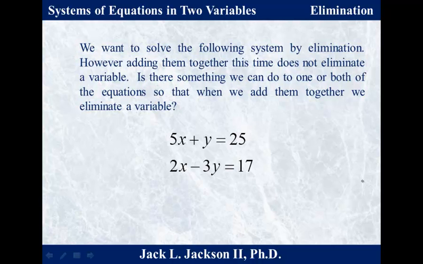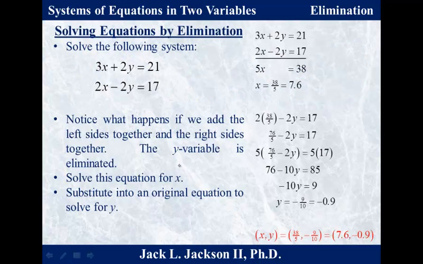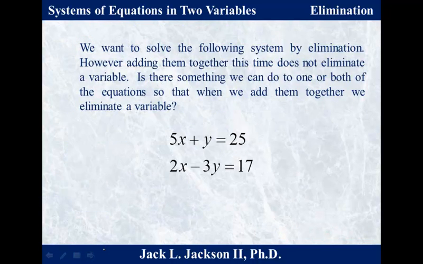Now I want you to solve this equation here using the same technique. However, this one puts a little bit of a wrinkle into it. If we just add these together, nothing cancels out. We get 7x minus 2y. So that's not exactly what happened over here. Here when we added them together, the y's canceled out.